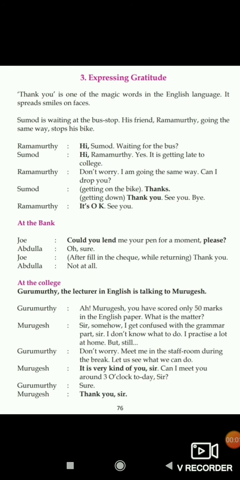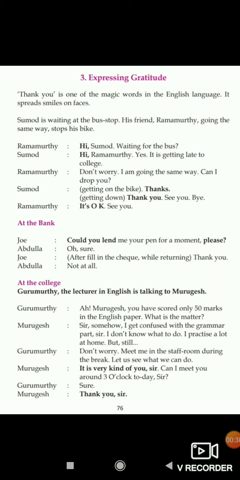Students, moving to the next language function, that is expressing gratitude. Whenever someone does some good things for us or someone helps us, in return it's a courtesy, we should thank that person. And what are the expressions one should use to say thanks to the people who are close to us and those who are not close to us, and in what way we have to express our gratitude in a formal way as well as an informal way, that we see in this unit. Let us begin with this. Expressing gratitude.